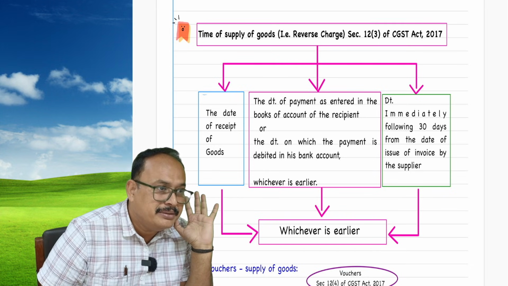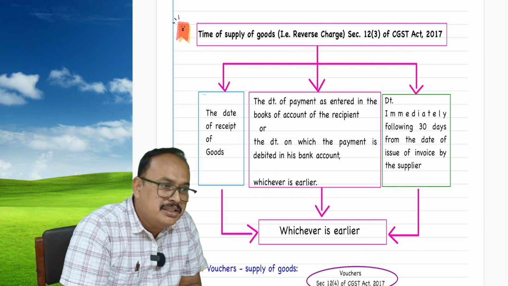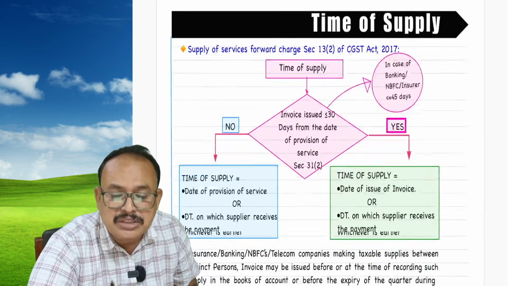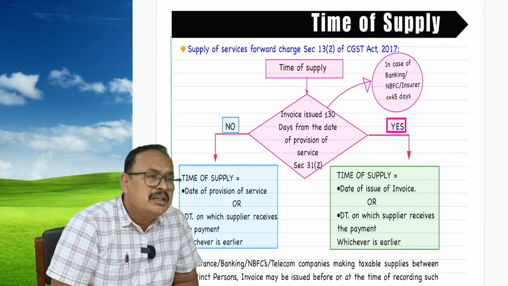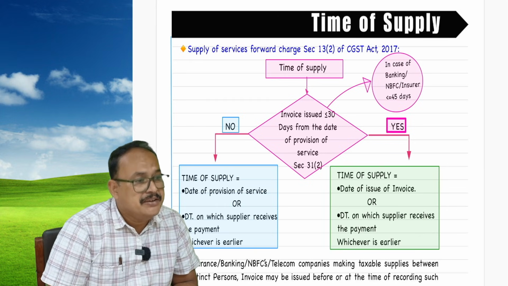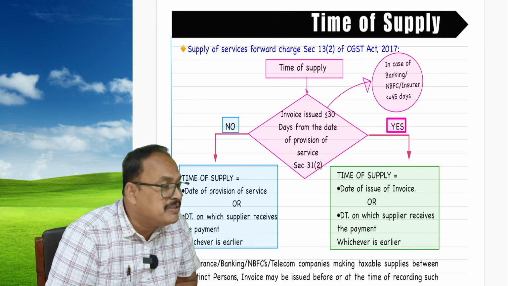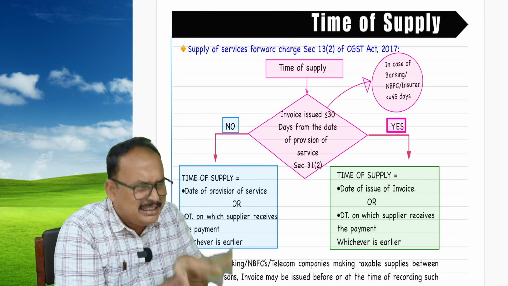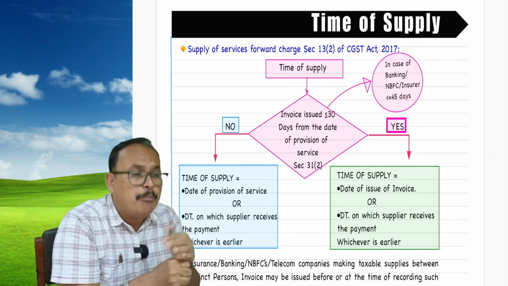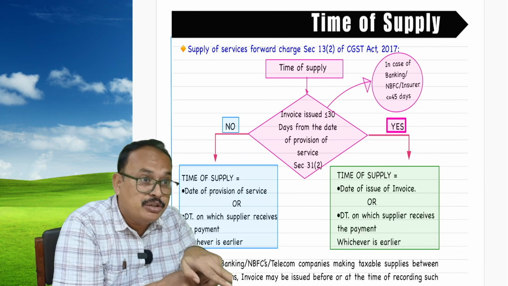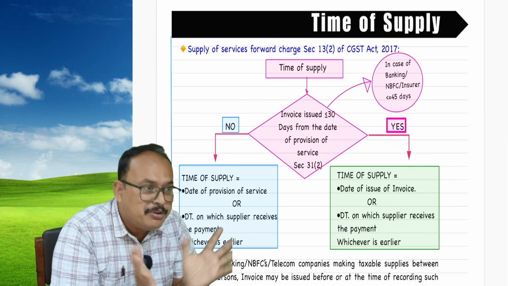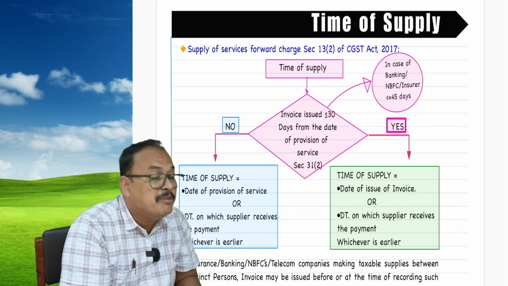Any difficulty, my dear? Coming to supply of services, forward charge applies. In case of supply of services, forward charge applies. If the invoice is issued within 30 days from the date of completion of supply of service, then date of invoice or date of payment, whichever is earlier. If the invoice is not issued within 30 days from the date of completion of supply of service, or may be issued before the completion of service, as the case may be, time of supply is equal to date of completion of supply of service or the date of payment, whichever is earlier.